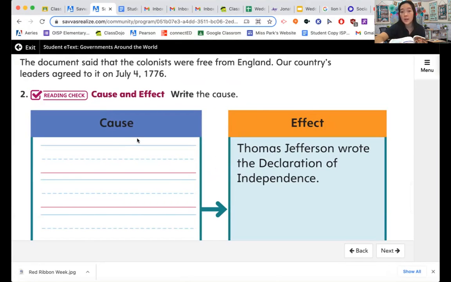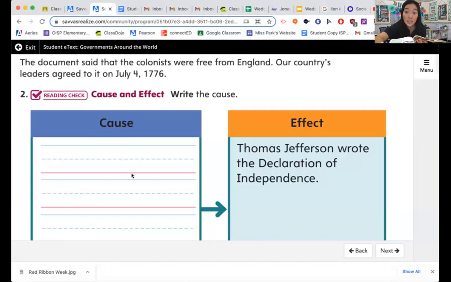We're just going to talk about it. So think of it this way. Think of cause as like, because of this, something happened. So for example, because you were not participating in class, the effect was that you lost a dojo point. Or because you didn't study for the test, the effect was you didn't do very well on your test.